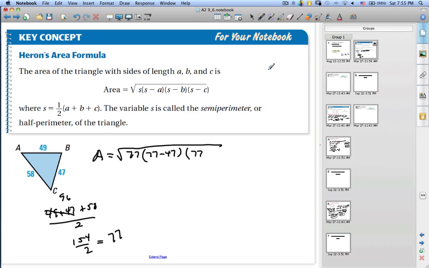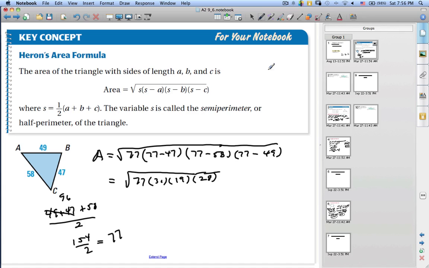times 77 minus side B, which is 58, times 77 minus side C, which is 49. Okay, so when I want to simplify this, it's 77 times 77 minus 47 is 30. 77 minus 58 is 19. And 77 minus 49 is going to be 28.